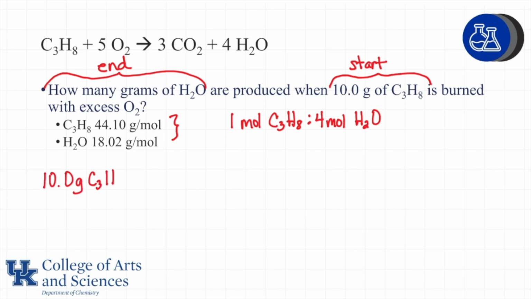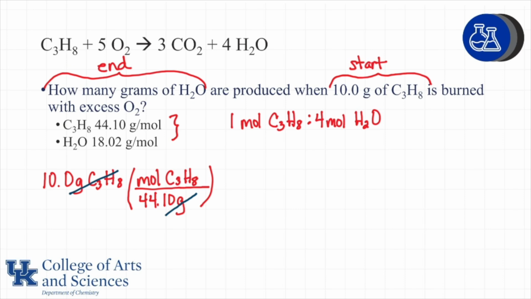We're going to start with our 10 grams of C3H8. I know that needs to be on the bottom of the next step. So we can put in our molar mass of C3H8 of 44.10 grams per mole of C3H8. Notice I had to invert that so that the grams were on the bottom, so those would cancel out. But my number, 44.10, stayed with the grams. Now grams will cancel out.